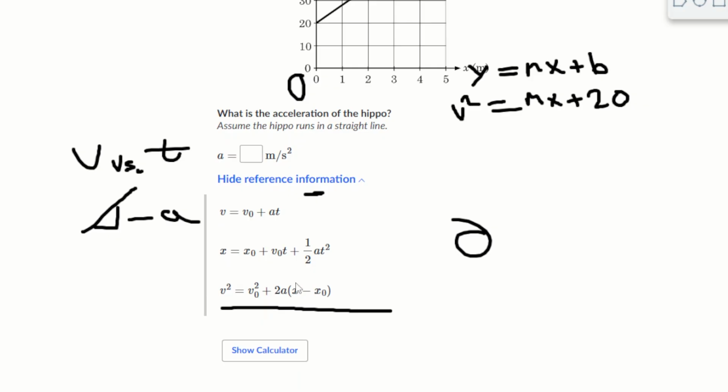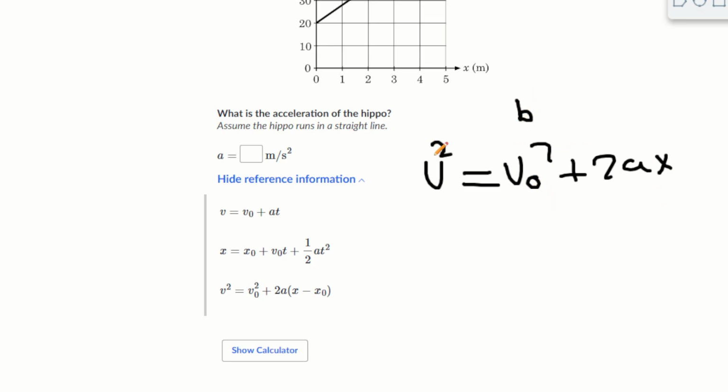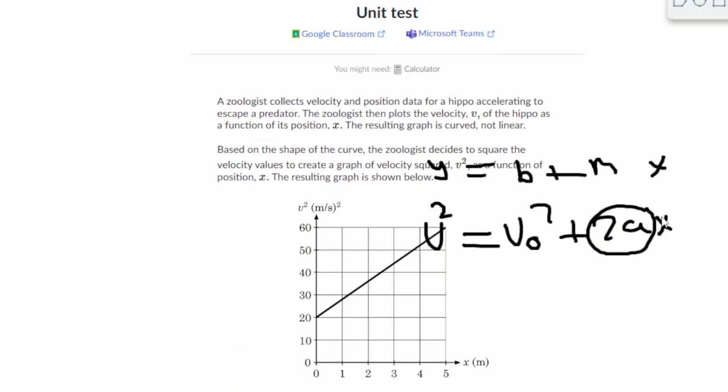So since we know that this is our equation, we can just match this up. We can write down v squared is equal to v initial, which we said was our 20, v initial squared plus 2ax. As I said earlier, this v initial squared was our 20, so this is our b, this would be our y, and this would be our x. So then our slope is just the 2a right here. 2a is just m, our slope. Knowing this information, we can find the rise over run, the slope of this equation, and then use this equation to find the acceleration.